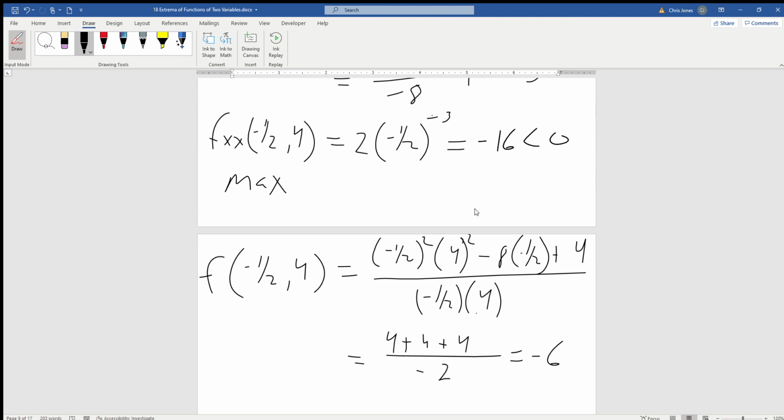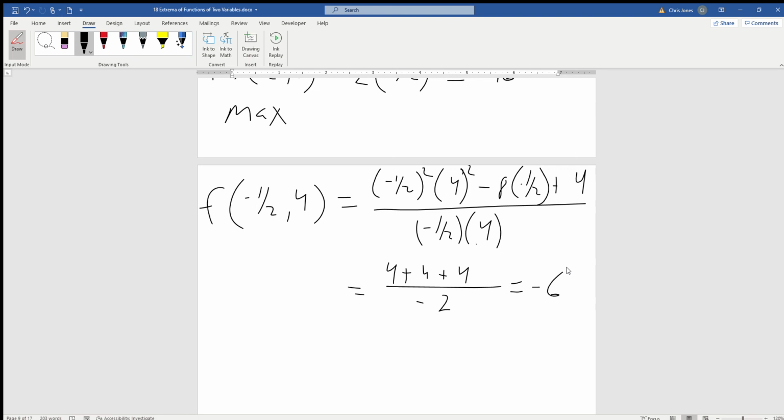All right. And fortunately, that's going to be good for us. All right, so that way we can be done with this. So our final answer is going to be that there is a local max at the point (negative 1/2, 4, negative 6).